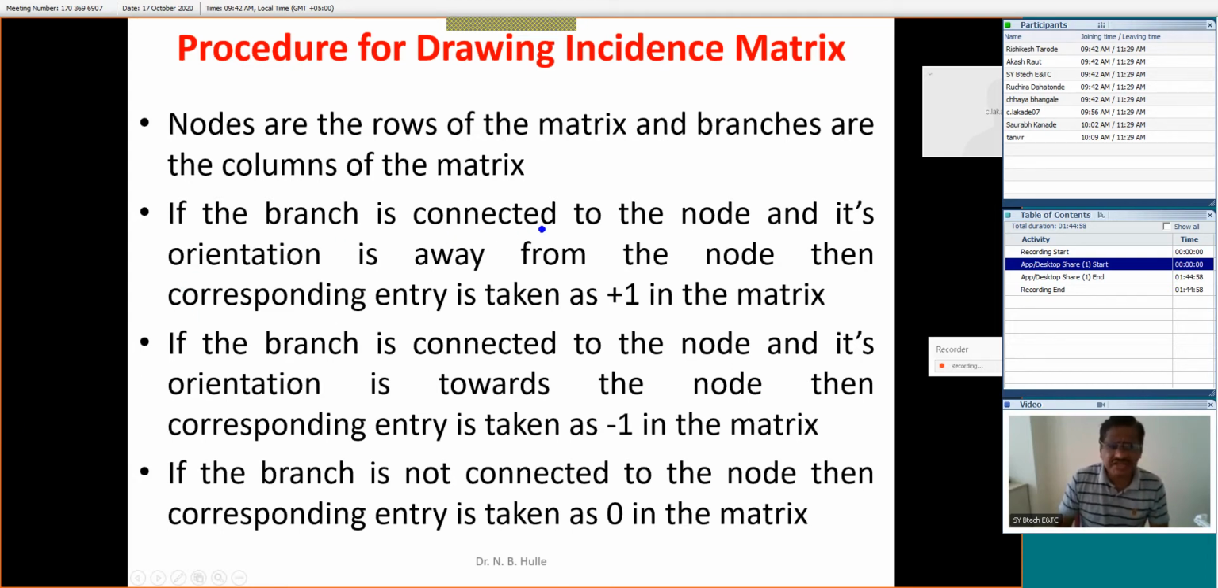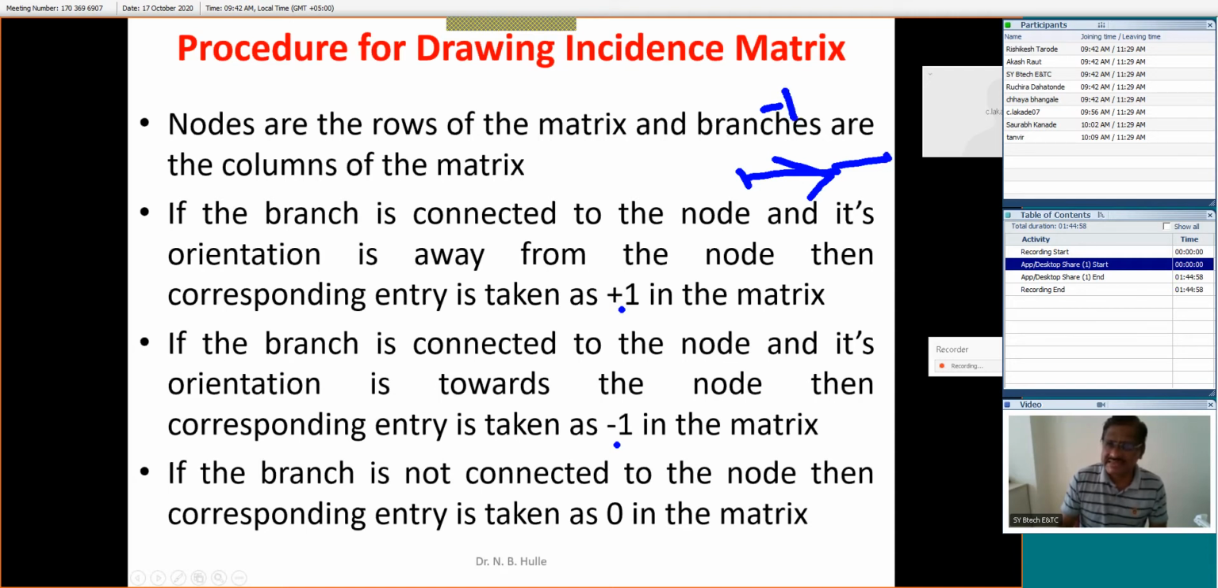If the branch is connected to the node and its orientation is away from the node, this is the node and this is the branch, then the corresponding entry in the matrix is taken as +1. If any branch is connected to the node and its orientation is towards the node, then that entry is taken as -1 in the matrix.